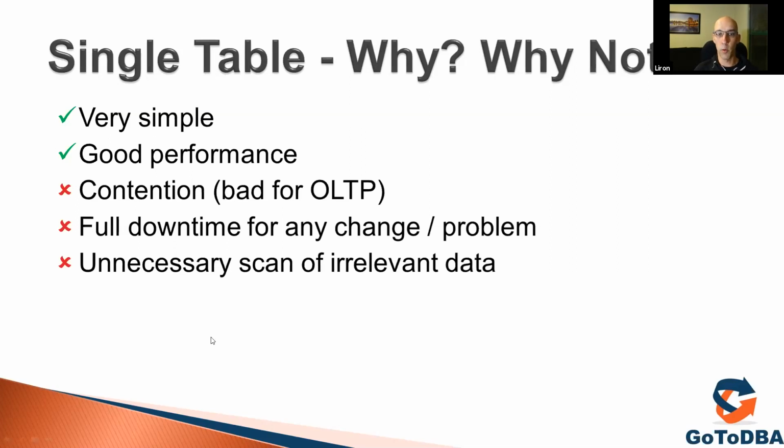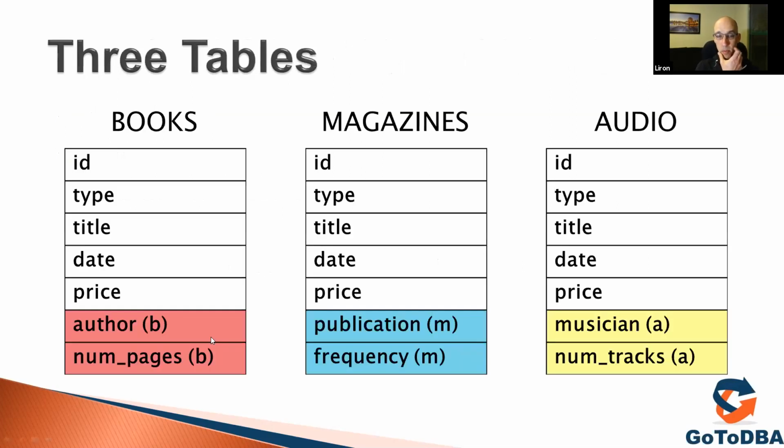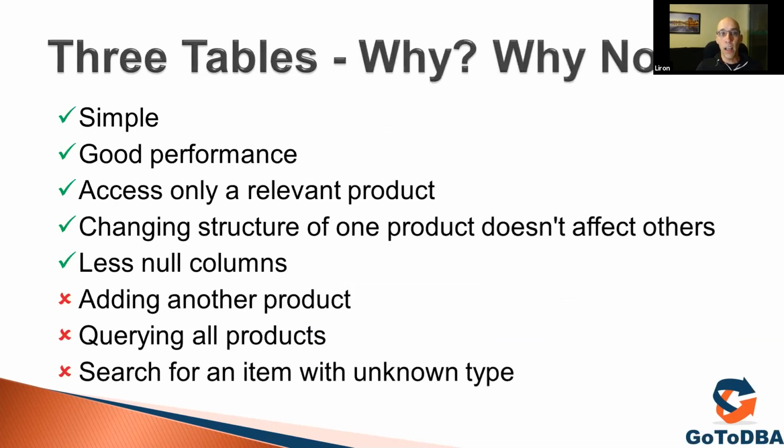Okay, the next one would be three tables. Most of you chose this one. Three tables will have a very simple design again. One table for each product. So we'll have the books table, the magazines table, and the audio table. And each table will have the 5 columns that are common, and the 2 extra ones that are specific to this specific product. Books will have author and number of pages, audio CD will have musician, number of tracks, and so on. Okay, why and why not?